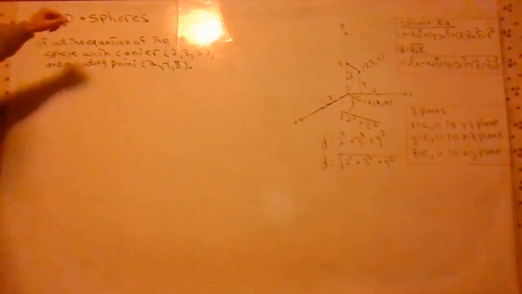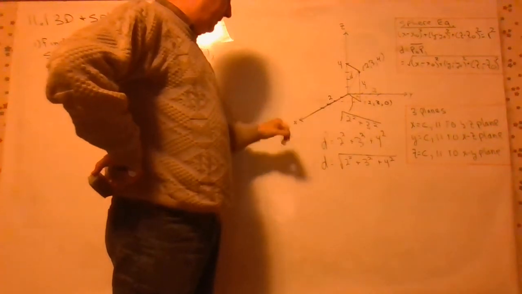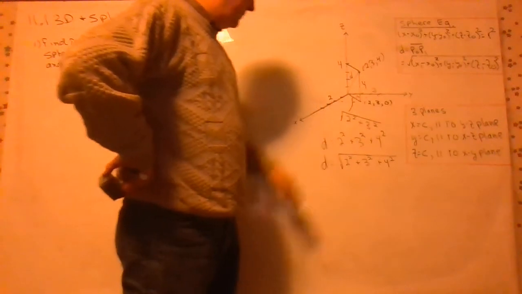11.1, 3D coordinate geometry and spheres. A three-dimensional coordinate system we will generally sketch like this. X goes off in this direction and Y in this direction. That forms a horizontal plane, Z in the upward direction.